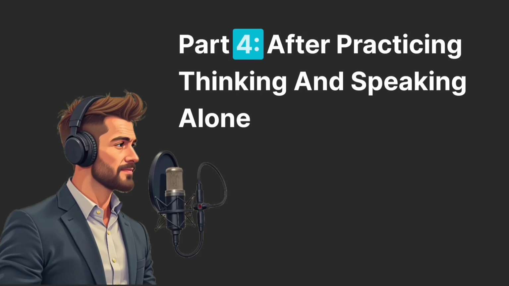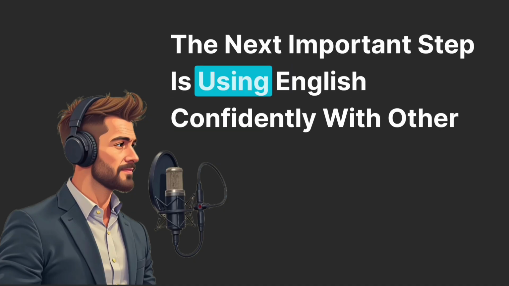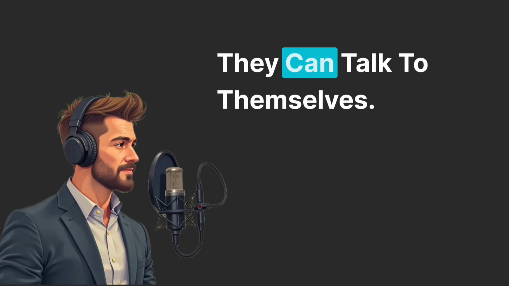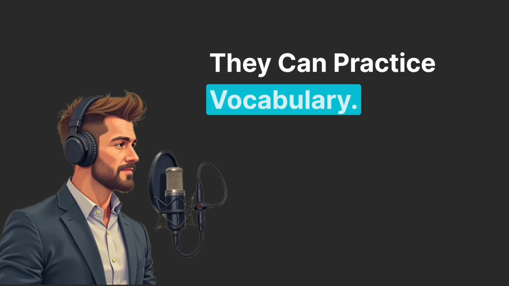Part 4. After practicing thinking and speaking alone, the next important step is using English confidently with other people. Many learners feel comfortable when they practice by themselves. They can talk to themselves. They can repeat sentences. They can practice vocabulary.